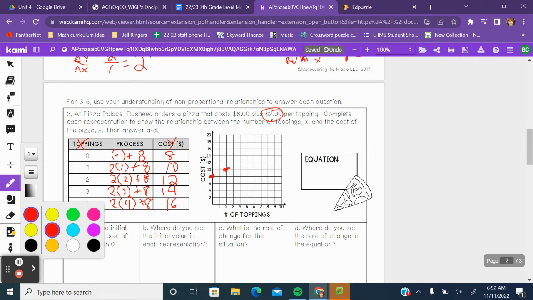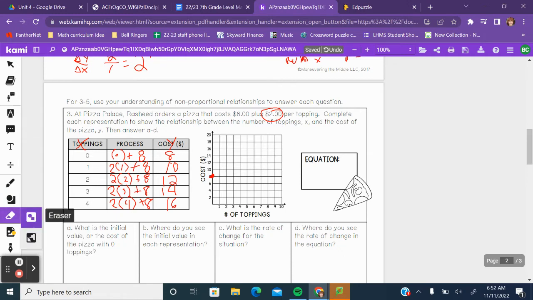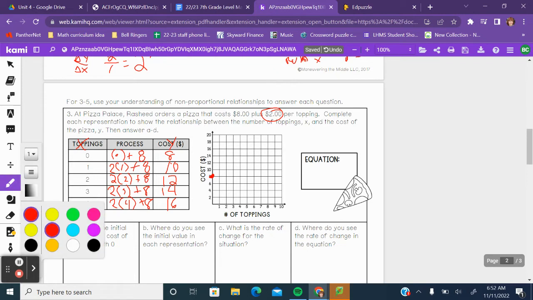3 toppings. Just kidding. We didn't even do 1 topping. Oh, I messed up. Okay, let's try this again. Don't you guys hate when I mess up? I hate when I mess up.